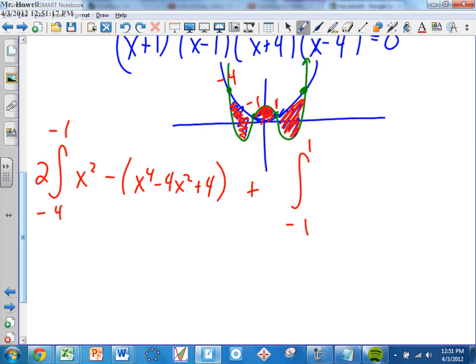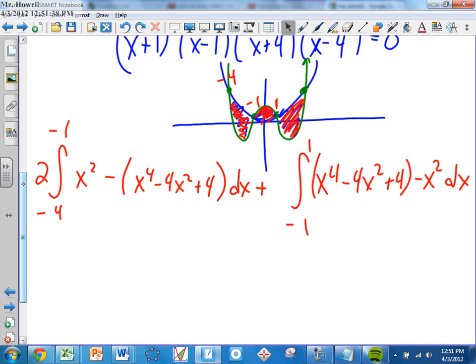But now, which is the upper limit? Quartic, and what's the lower limit? The parabola. Okay, so this is going to become... I forgot my dx. Nobody called it out. Don't forget your dx, please. All right?